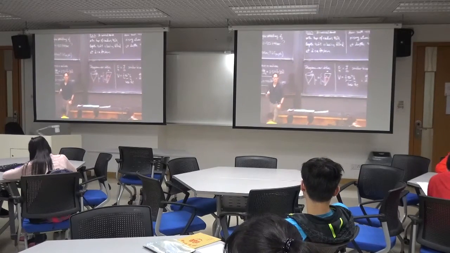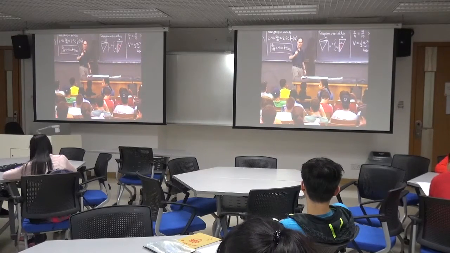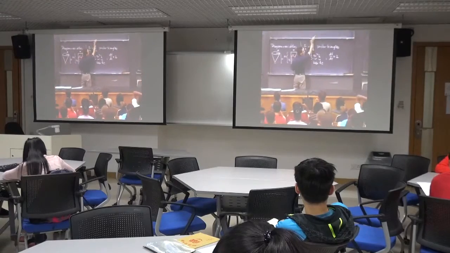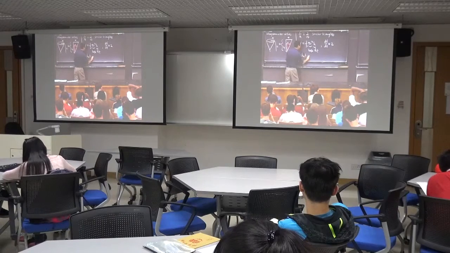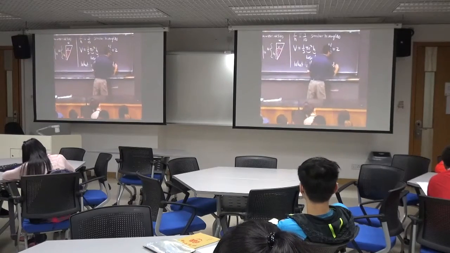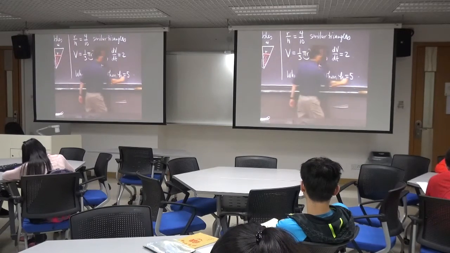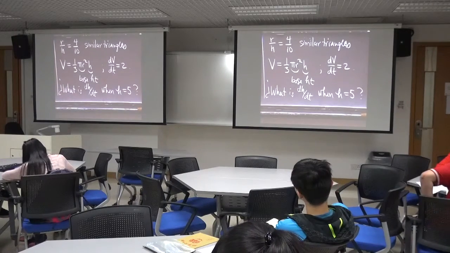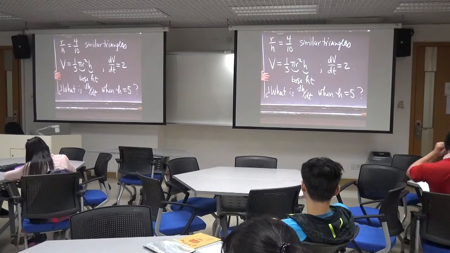What's missing? Exactly. What you want to find. What I left out is the question. So the question is, what is dh/dt when h is equal to 5? Right? So that's the question here. All right, now we've got the whole problem, and we never have to look at it again if you like. We just have to pay attention to this piece here.